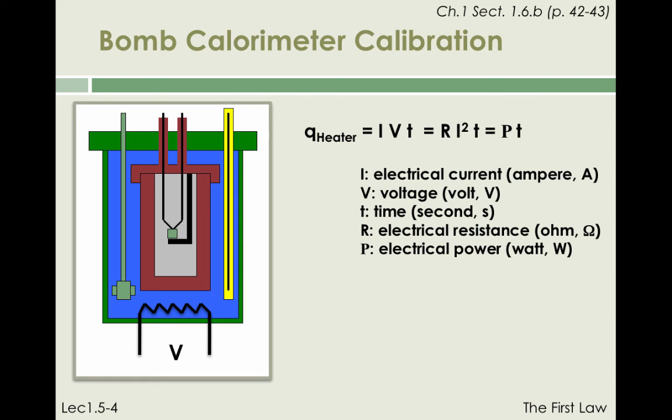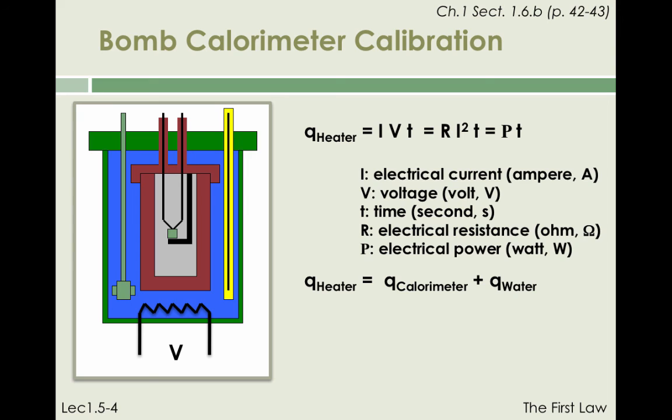So the electric current should be expressed in units of ampere with symbol A, the voltage in volts with symbol V, the resistance in ohms with symbol omega, the power in watt with symbol W, and the time in seconds, symbol s. Since the heat generated by the heater results in a temperature rise, delta T, for the empty calorimeter and for the water, we can write Q heater equals Q calorimeter plus Q water.